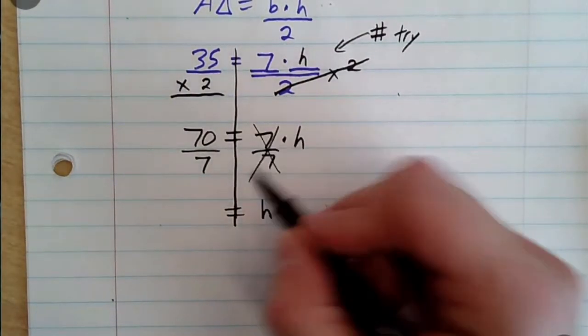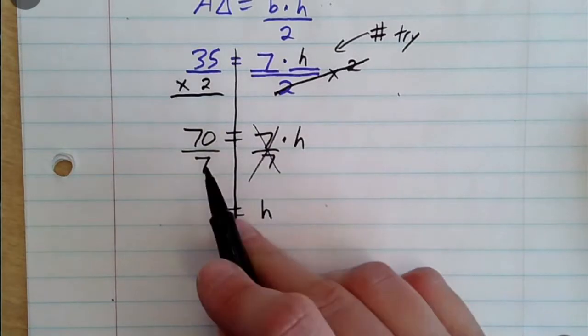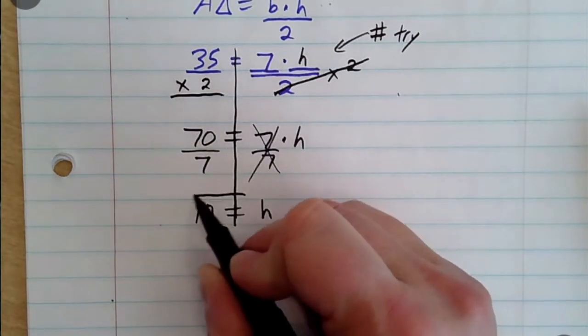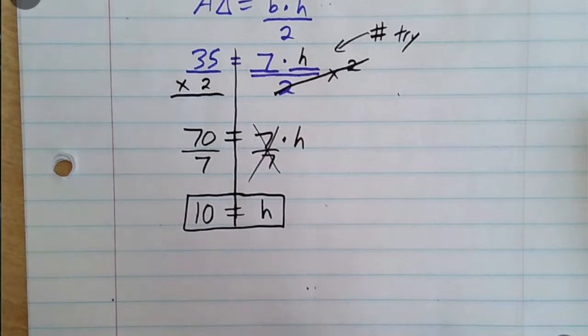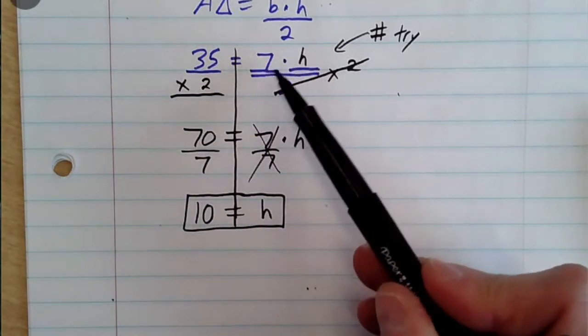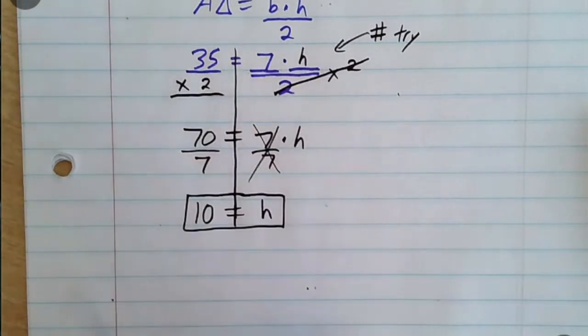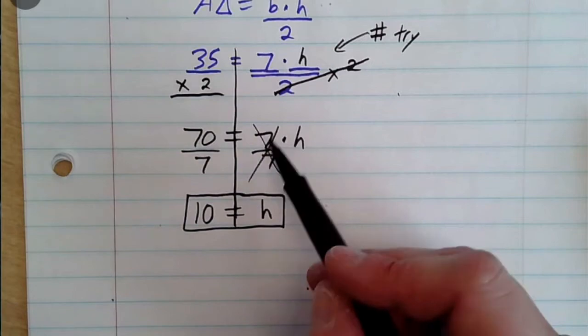This is going to cancel because you're going to get 1h. 1 times h is h. Since you divide by 7 here, you divide by 7 here, and you get your height is 10. So how do you solve that? You have to get h by itself, so you do the opposite of the signs that you see. Instead of dividing by 2 here, you would have to multiply by 2. Instead of multiplying by 7, you have to divide by 7.